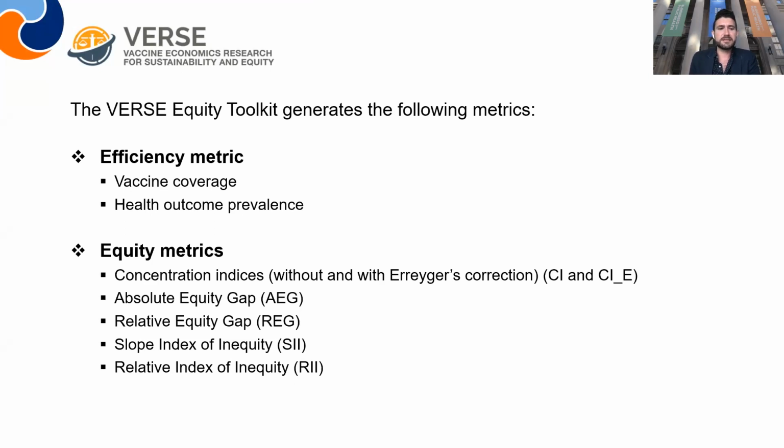Our slope index is a standard slope index that takes into account all of the groups in between those, but is interpreted in the same way as the absolute equity gap, and the same for the relative index of inequity, interpreted the same way as the relative equity gap. For this, we'll focus mostly on the concentration indices, but for policy purposes, often the absolute equity gap is particularly useful because it's easily translatable in terms of the outcome that you're measuring.